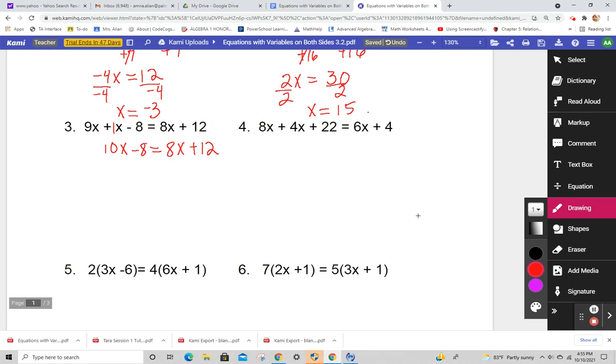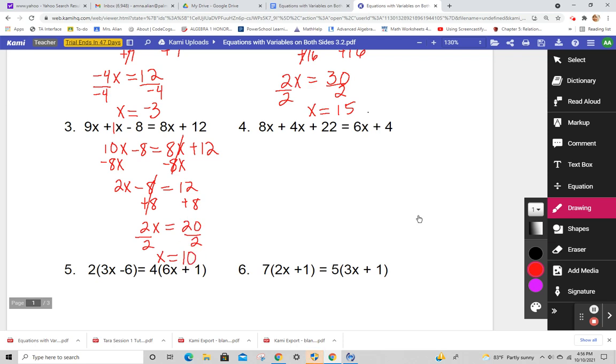Now I can subtract 8x from both sides to get all of the x's on the same side. So subtract 8x from here, subtract 8x from here. We'll have 2x minus 8 equals 12. Let's add 8 to both sides. So 2x equals 20. Divide both sides by 2, and x equals 10.